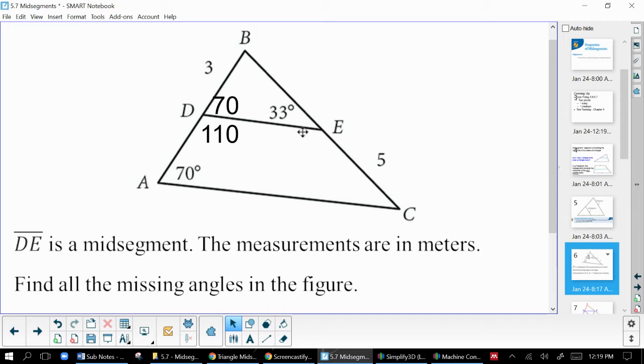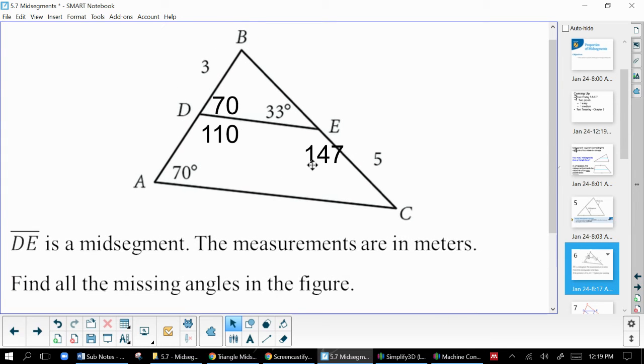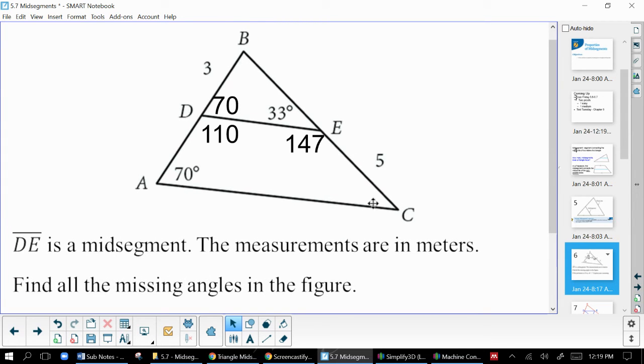Same thing with the 33. I can use linear pairs, so I'm going to have 147, I believe. 33 and angle C here is a corresponding angle, so those are 33. And then to find this last one up here, I can use my triangle sum conjecture, either using this little triangle or the big triangle. It doesn't really matter. But 70 and 33 is 107, so we have, what would that be, 77 left for our last one.